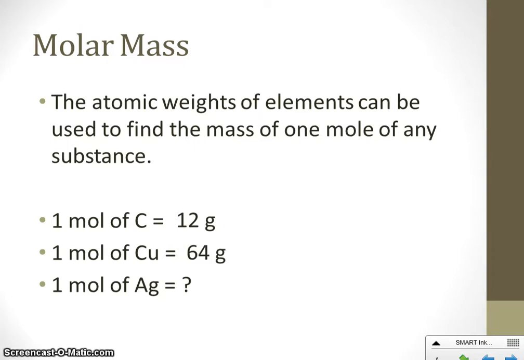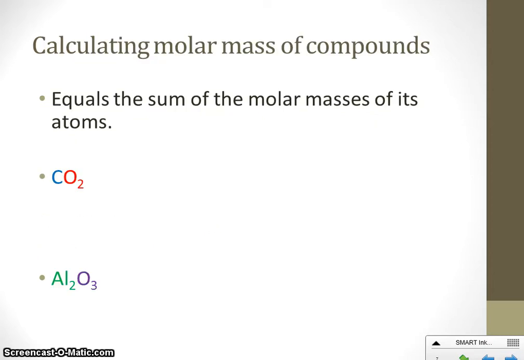1 mole of copper weighs 64 grams. Again, you can round these numbers to the nearest whole number. Copper actually weighs 63.55, but I just went ahead and rounded that up to 64. And 1 mole of silver, which is Ag, will weigh 108 grams. Okay, so to find out the mass of each element for 1 mole of that element, you just look at your periodic table. Okay, so that's nice and easy.